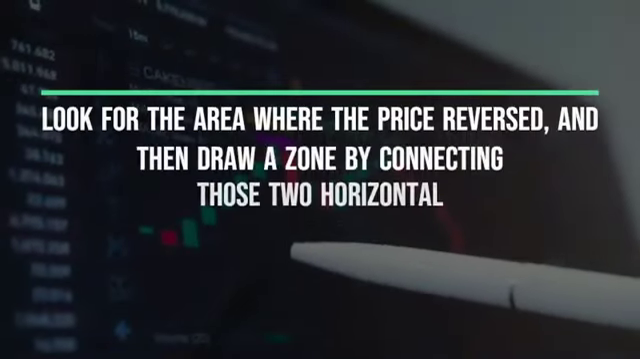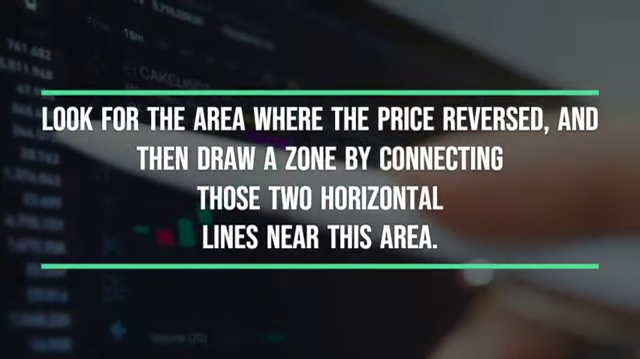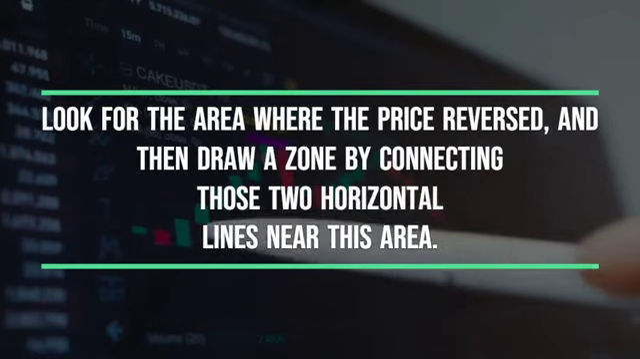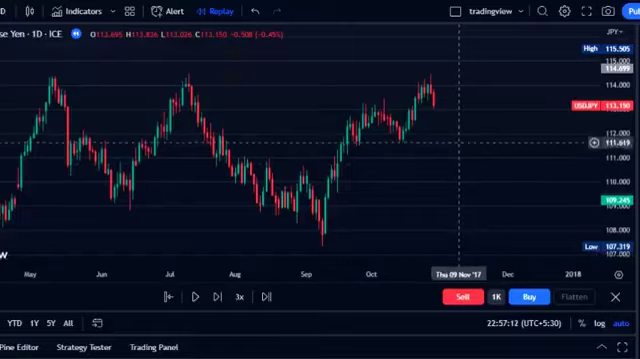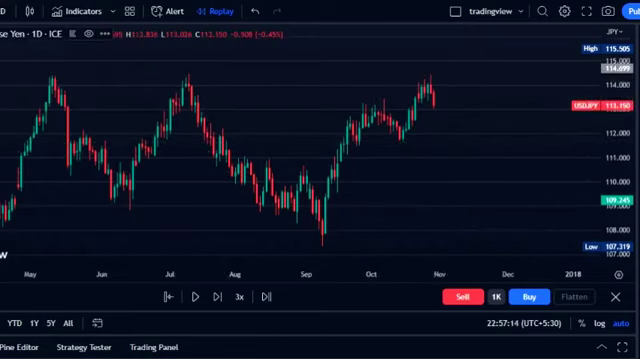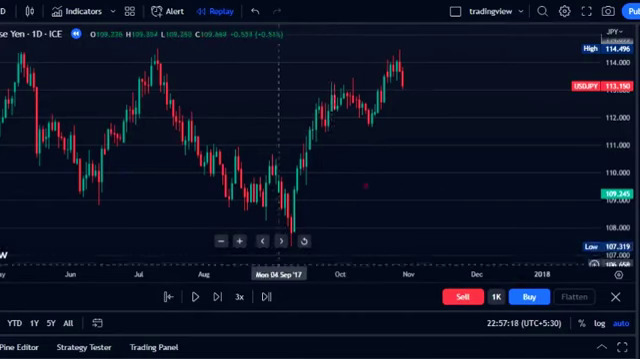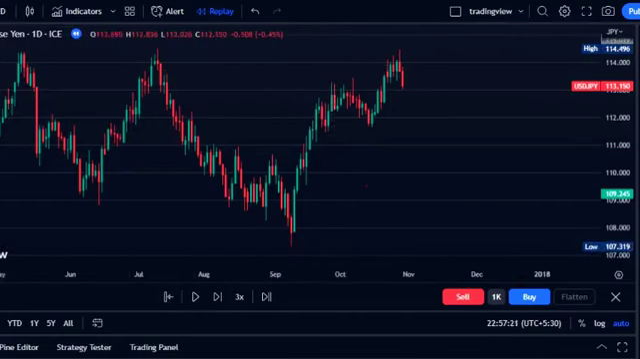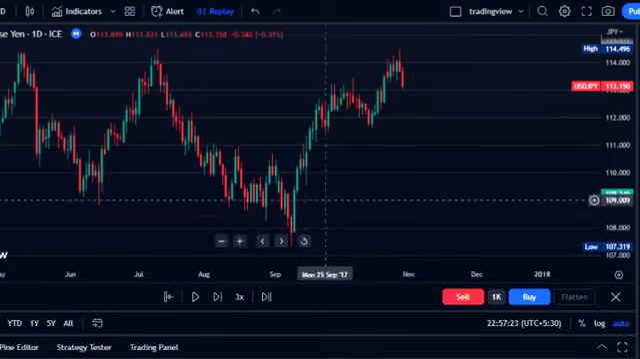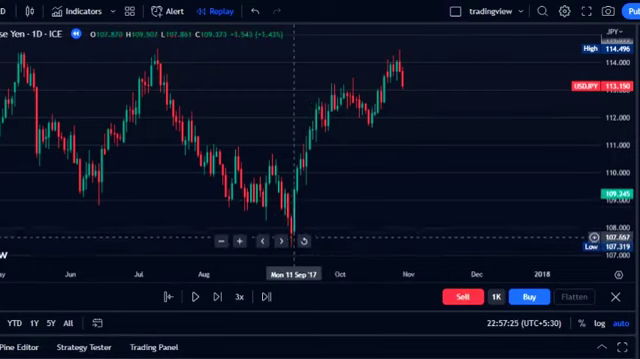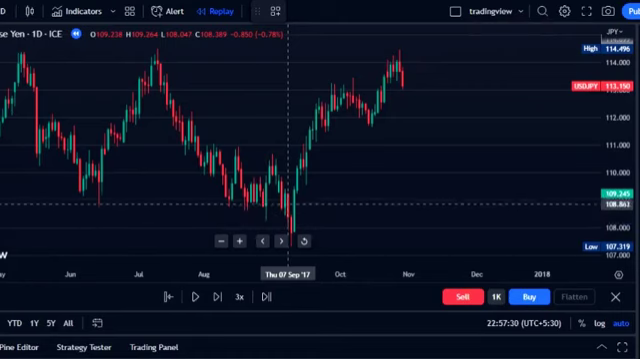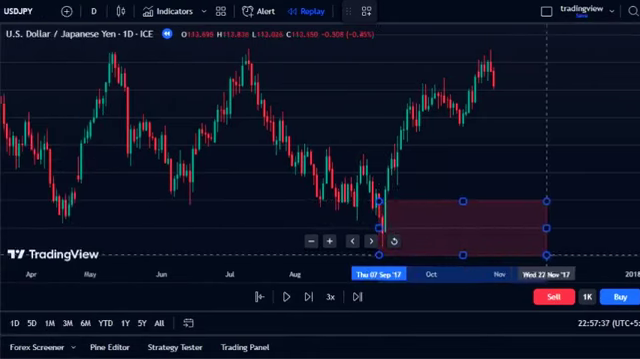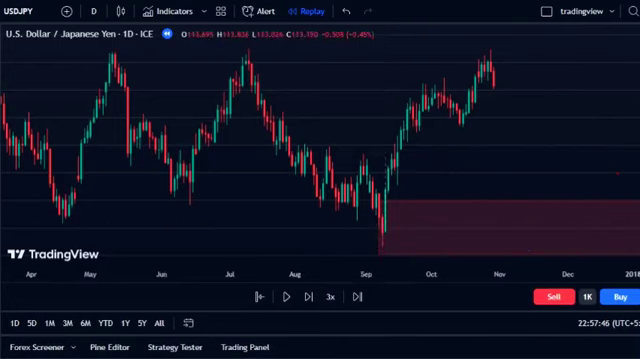So what we're gonna do now is look for the area where the price reversed and then draw a zone by connecting both horizontal lines near this area. For example, here in this chart we are currently at this price. To draw a zone, let's say a demand zone, I'm gonna look where the price previously reversed, and after I find that price, I will draw a big box here connecting these two horizontal lines. In this way, you are not drawing zones that are too big or too small, just correct.